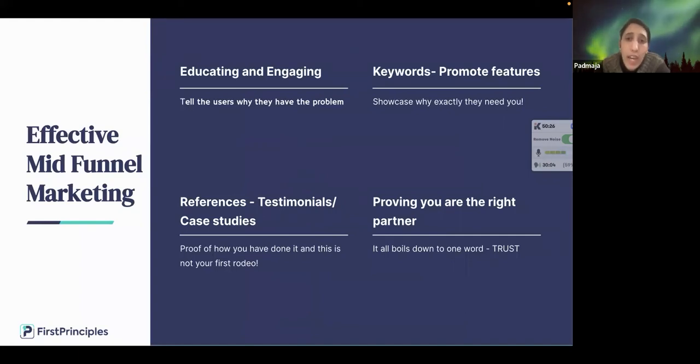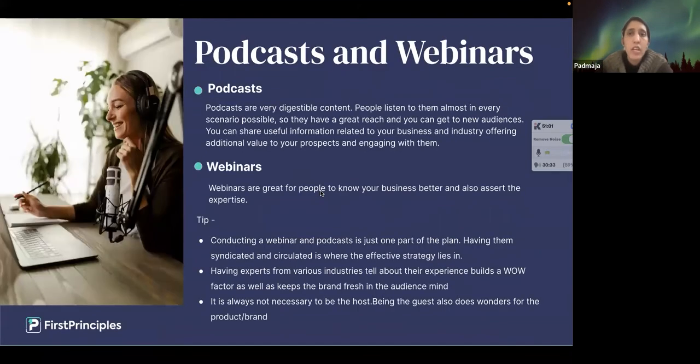You tell the users why exactly they have the problem. And then you use keywords which promote the features. You need to showcase why they need you. Hey, I have this feature in my product which will solve this pain problem. So then they can relate to it. And then next, as I said, you build the trust. How do you build the trust? You give them case studies, you give them testimonials, and you prove that you are the right partner. You tell them I can solve your problem, I'm the right partner, and then make them move to the actual buying part of the funnel.